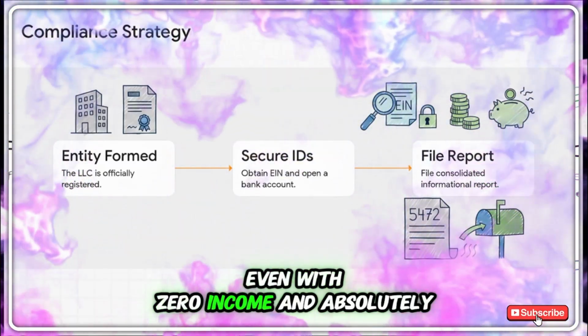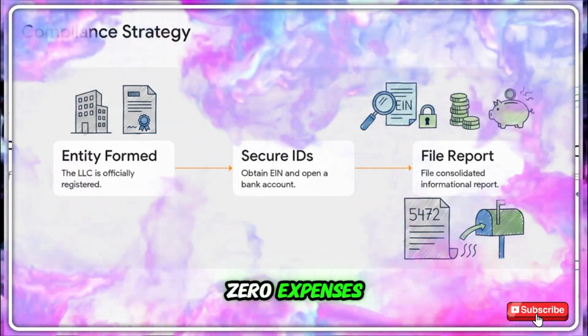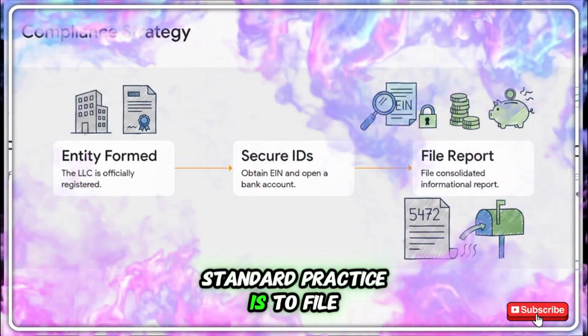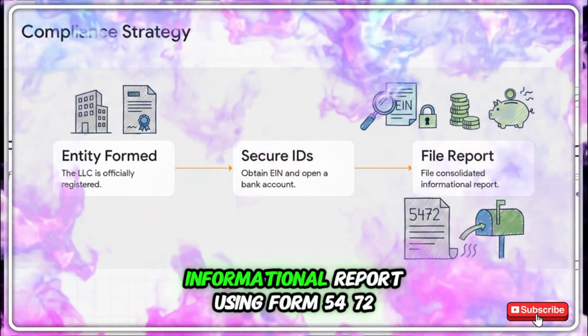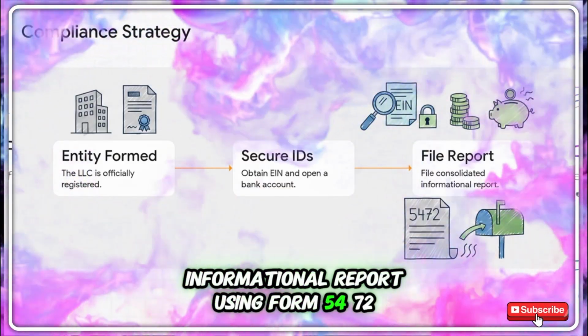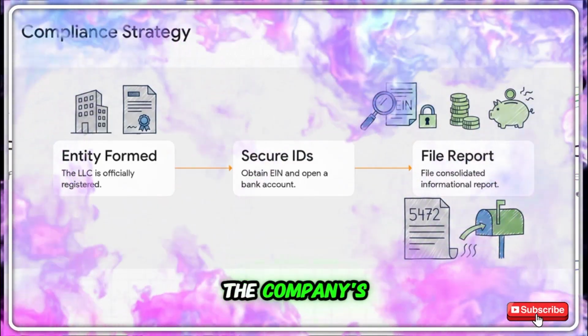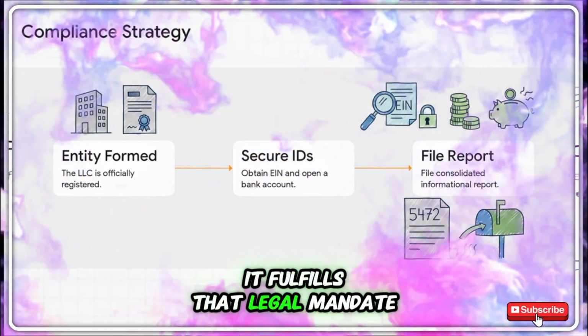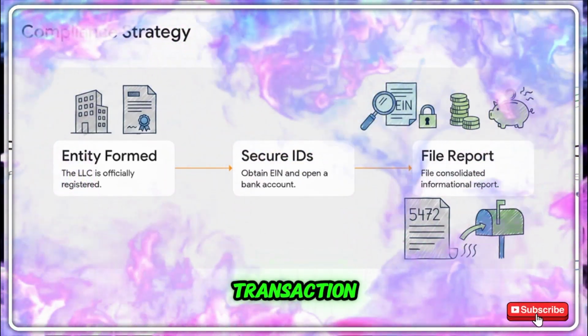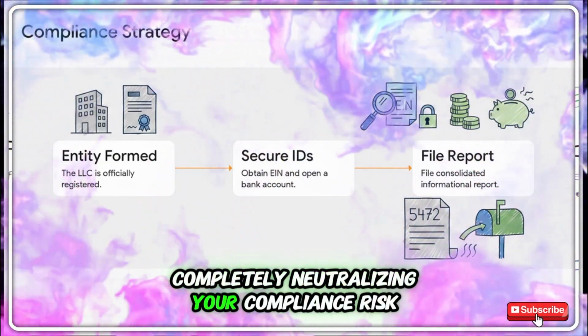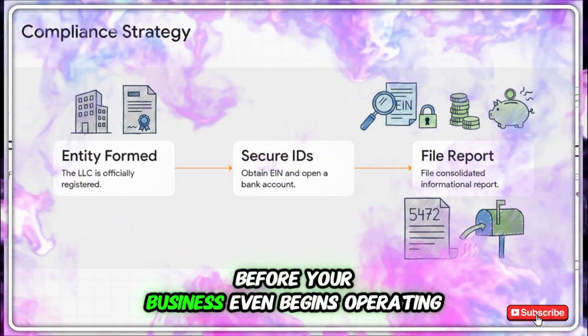Even with zero income and absolutely zero expenses, the industry standard practice is to file a consolidated informational report using Form 5472. This document formally notifies the authorities of the company's creation. It fulfills that legal mandate to report the formation transaction, completely neutralizing your compliance risk before your business even begins operating.